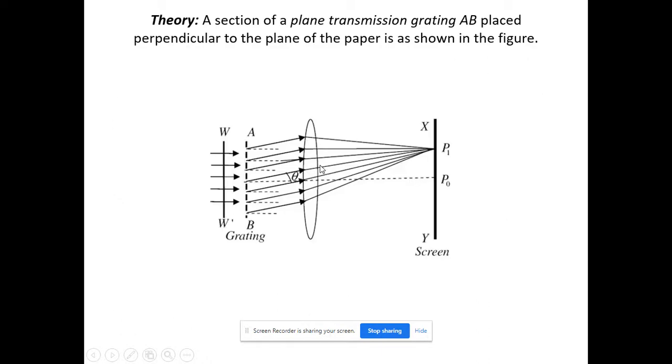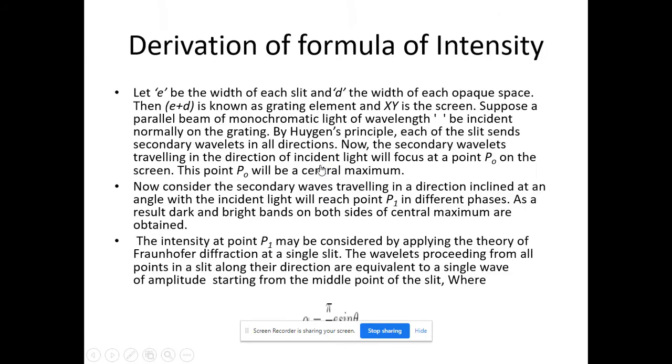As I discussed, P naught is the central maxima, and then P1 is any arbitrary point where you can look at the intensity distribution. Later on we'll see what kind of distribution it looks like for the case of the grating. Now we consider secondary waves traveling in an inclined direction, and they reach point P1. All the waves will be different in phase, and because of that they will have some path difference. How can we calculate the path difference?